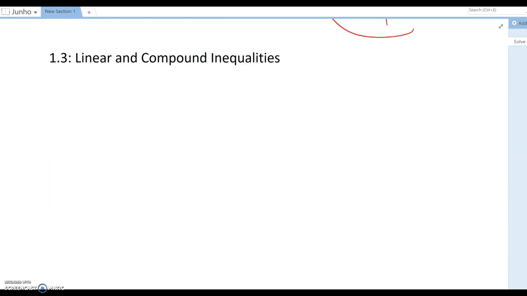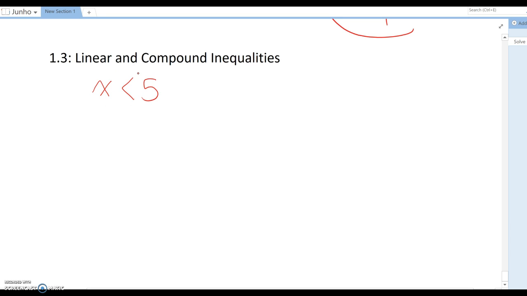Lesson 1.3 Linear and Compound Inequalities. So for these questions, we had better know what inequality means. One example, I'm going to give you one simple problem, such as x is less than 5.